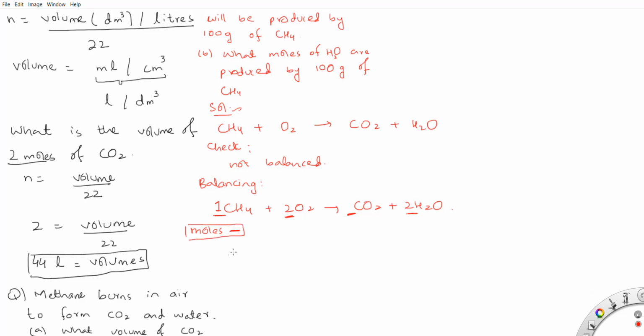Then if we work out part A, we can identify what's given and what's required. I make this habit of underlining my keywords in the question. It says what volume of, so volume of CO2 is required. I'm sorry, this is not given, this is required. So let's change this given to required.